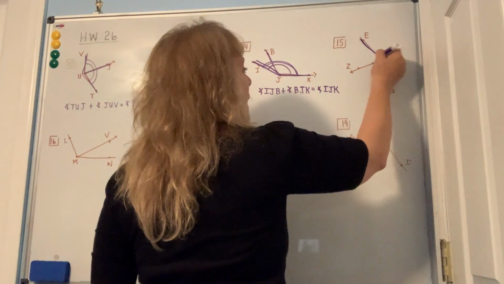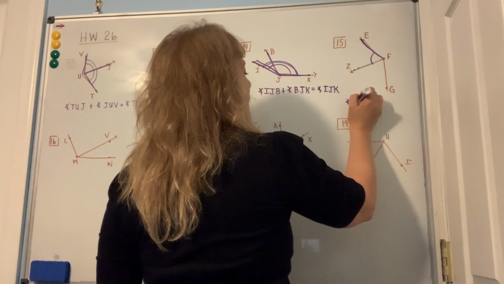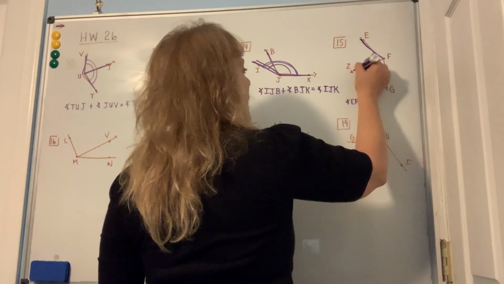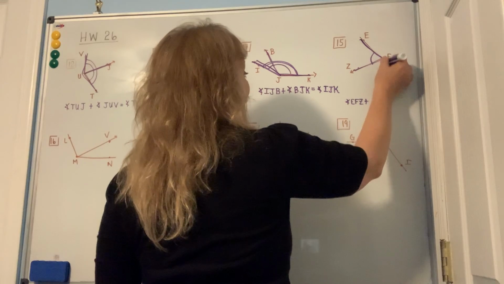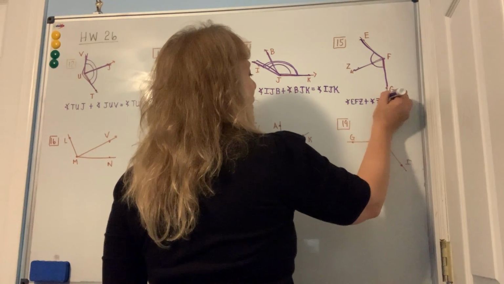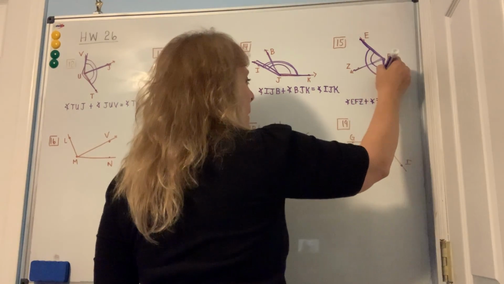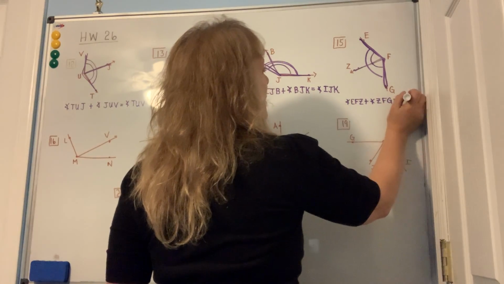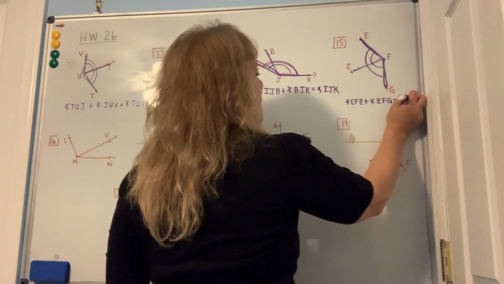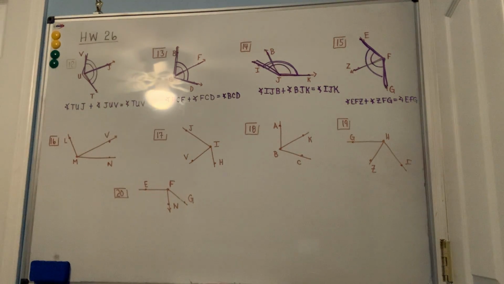So EFZ is a little one. I'll put it over here. EFZ plus ZFG, which is the other little one, is always equal to the big one, and that is EFG. So if you have that understanding in your mind, then you can actually go to the equation and see what you can do with the problem.